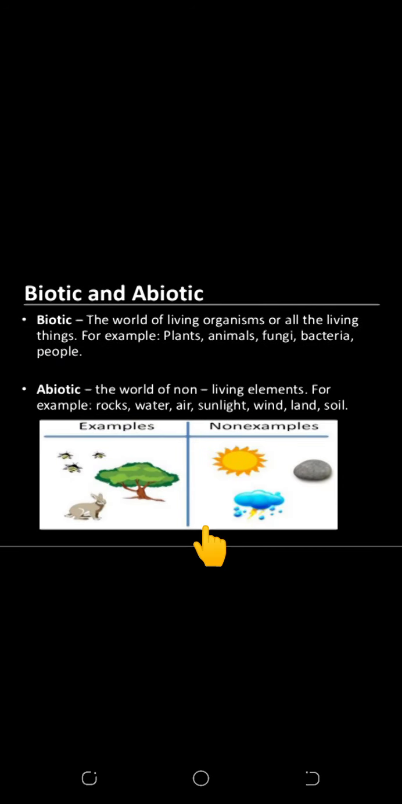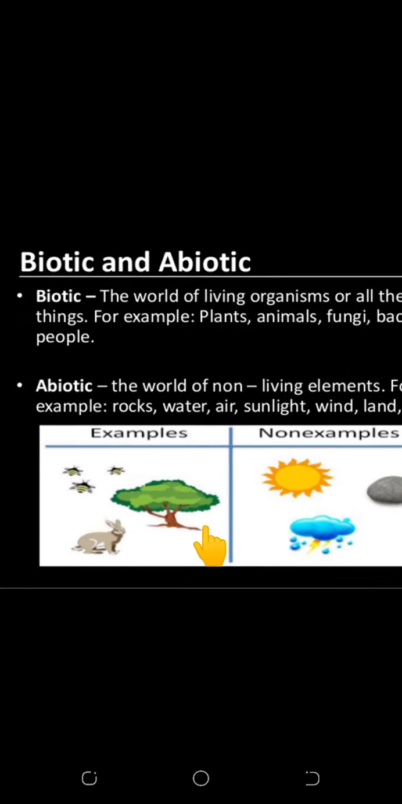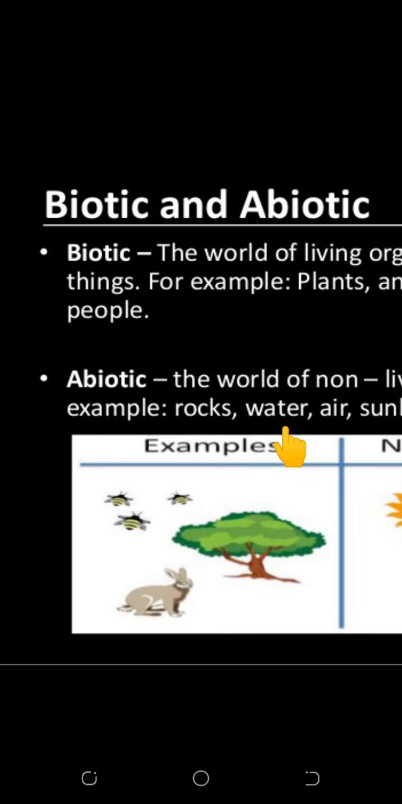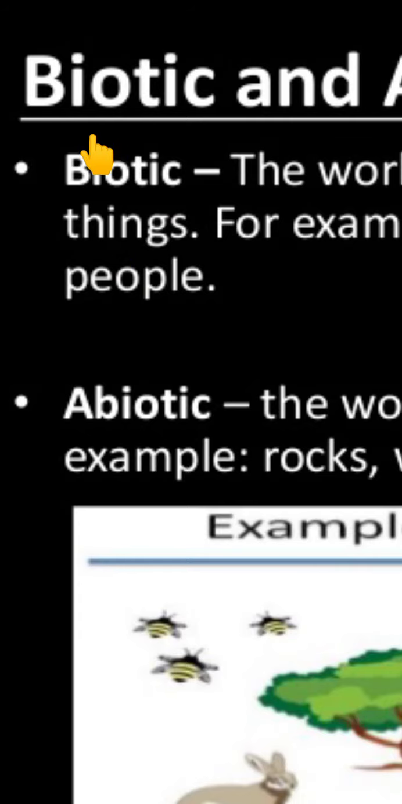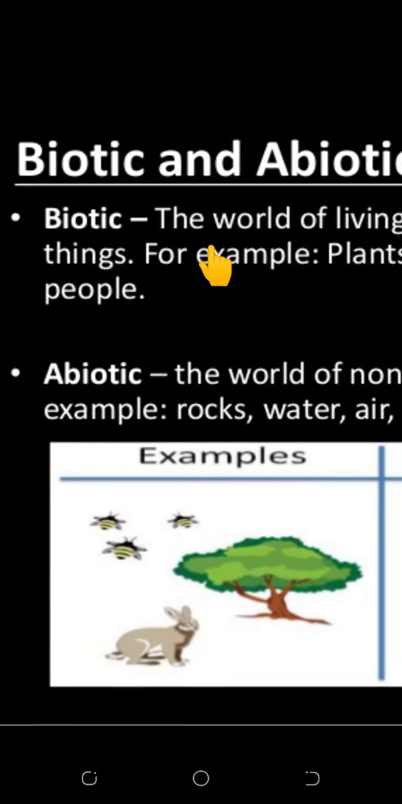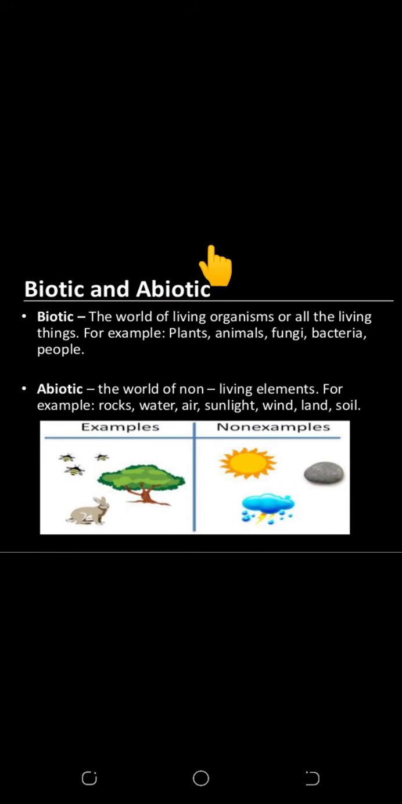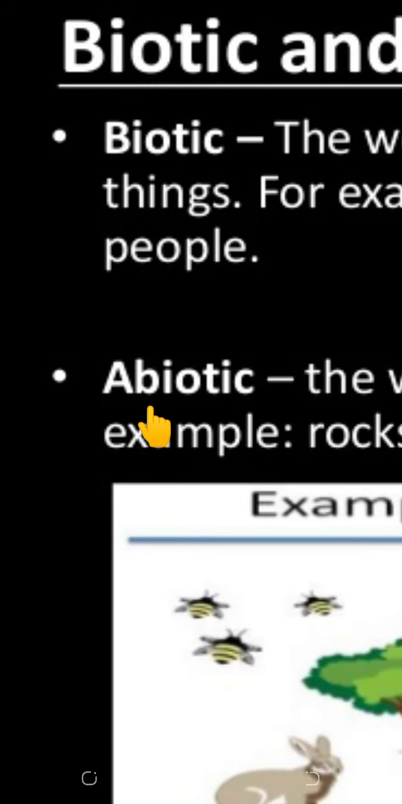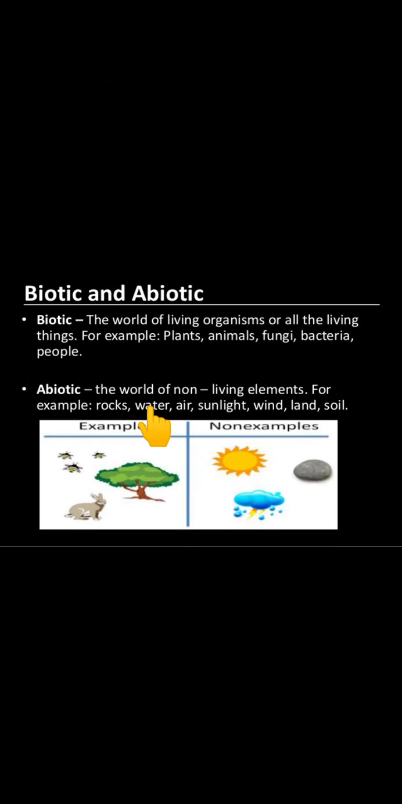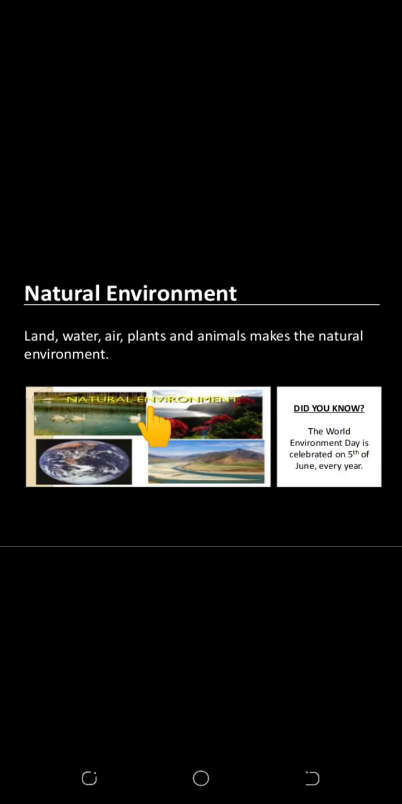Children, let me introduce you to two new terms. The first one is biotic, which is the world of living organisms like plants and animals, while the other term is abiotic, which is the world of non-living elements like land. You would be surprised to know that the natural environment refers to both biotic and abiotic conditions existing on the earth.